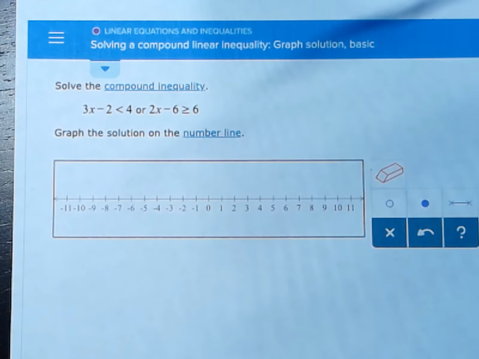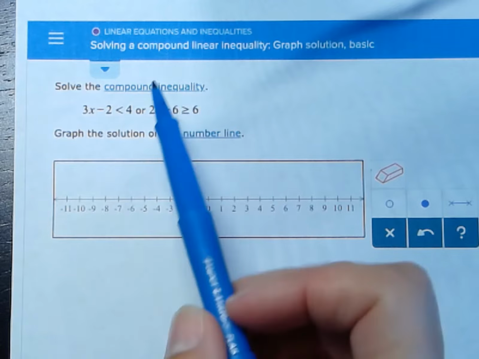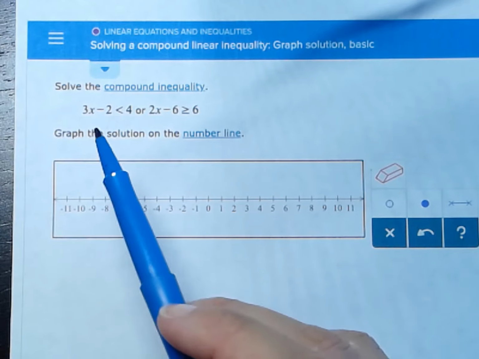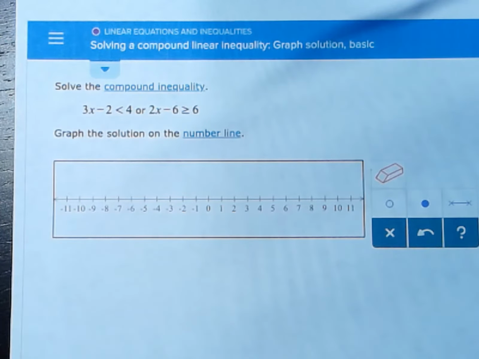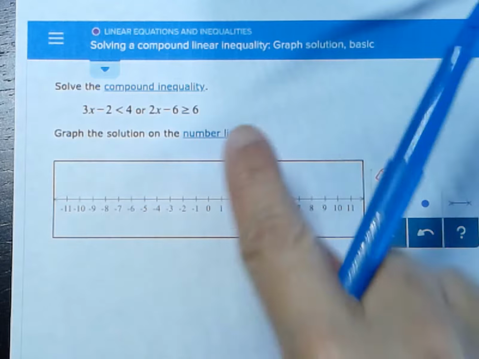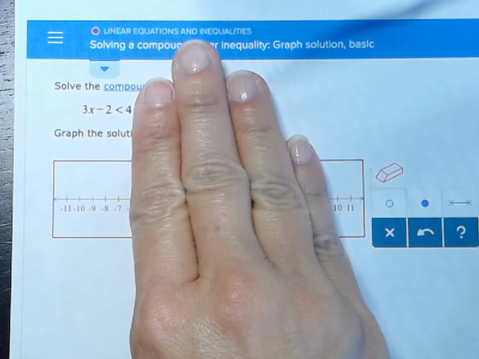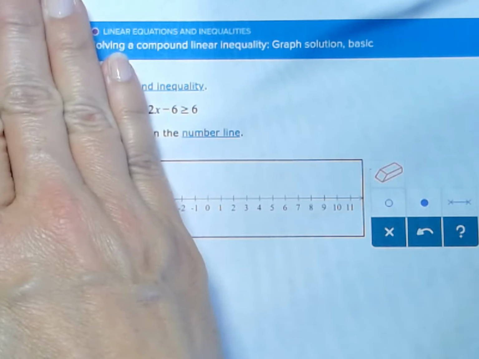Okay, let's look at a compound inequality. Compound inequalities are just like compound sentences in your English class. You know, your compound sentences were two complete sentences separated by the word and or or. So this is a complete inequality. We can solve it, okay?